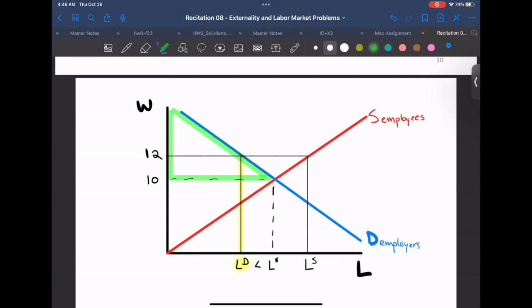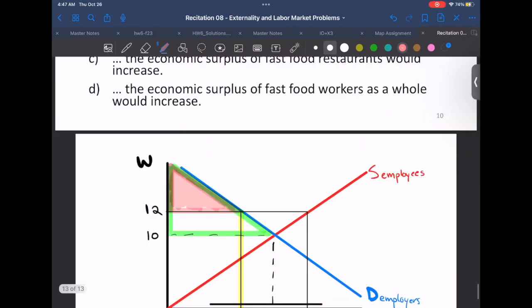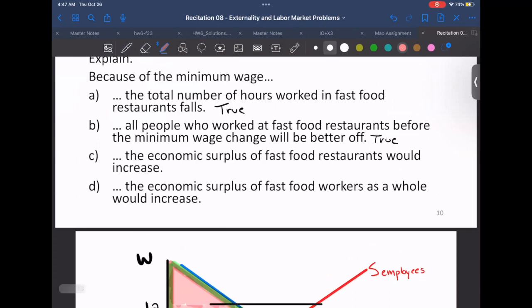However, then our price goes up to 12. Employers have to pay their employees more. So it goes from our demand curve down to our new price, and it becomes this red triangle instead. And because of that, we know that letter C is going to be false, because the economic surplus of fast food restaurants or employers would actually decrease.